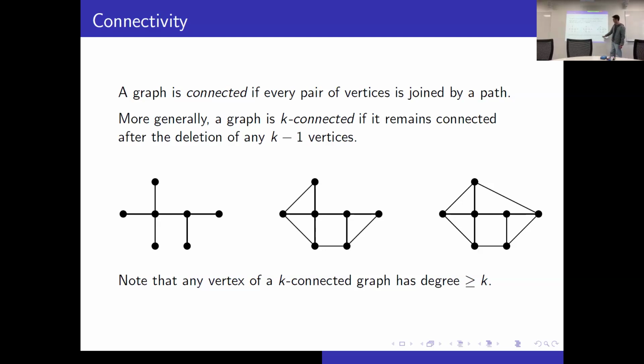One simple fact is that if your graph is k-connected, then every vertex has degree at least k. Otherwise, you just take that vertex and delete its neighbors. If its degree is less than k, you delete fewer than k vertices, and it will be disconnected.